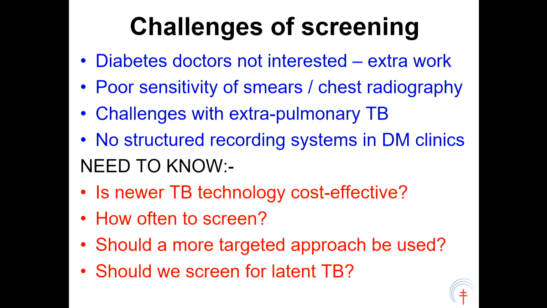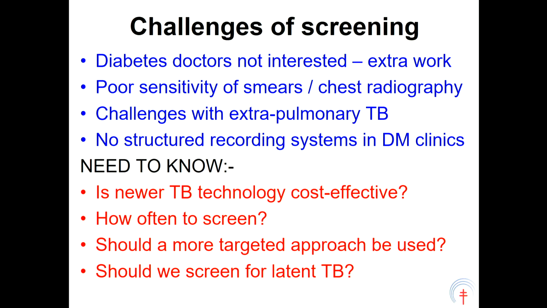We also know that if we pick up somebody with positive symptoms, our smear and chest radiography screening is not very sensitive. We miss cases of tuberculosis. Thirdly, the symptom screen is focused on lung disease, so we have a problem with identifying people who have extrapulmonary tuberculosis. And finally, and quite importantly, there are no structured recording systems in diabetic clinics, in complete contrast to what you see in the TB programmatic world.